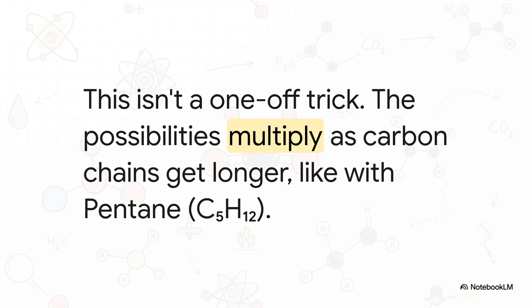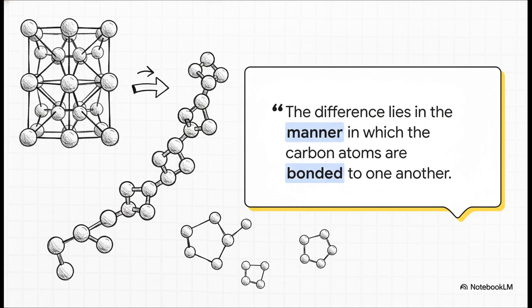This is how carbon is able to build the incredible diversity of molecules we see all around us in nature. It really all boils down to this one simple idea. The difference lies in the manner in which the carbon atoms are bonded to one another. It's not about what you have, it's about how you put it together. Some of the most profound differences in our world come down to these simple changes in how atoms are connected.